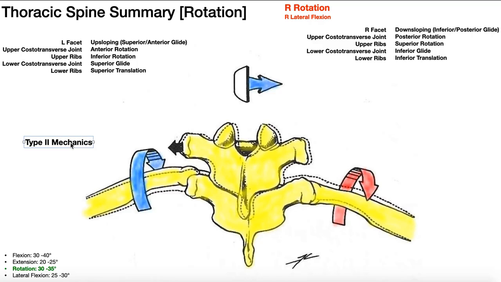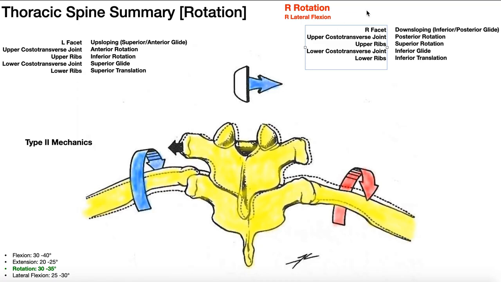So rotation follows type 2 mechanics. This is back to what we're used to thinking about. If I rotate my spine to the right, I'm going to have a little bit of right lateral flexion. Likewise, we can talk about what happens on the right facet joints and the right ribs, and also the left facet joint and the left ribs. Let's do the right side first.